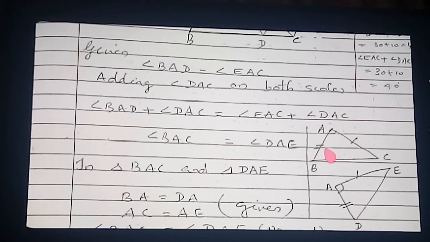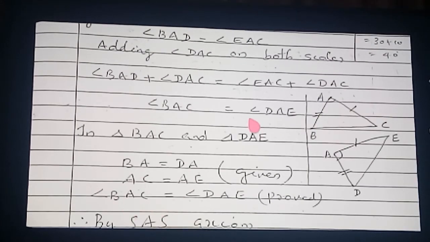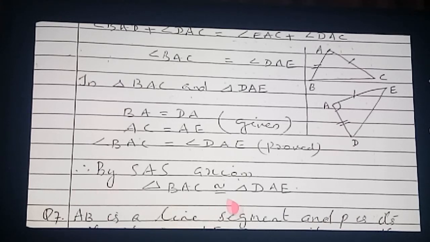Therefore, in triangle BAC and triangle DAE, what about BA and AD? Already equal, given in the question. I have not taken it from anywhere. And AC and AE are also given in the question. You see the question in the textbook? And angle BAC equal to angle DAE, we proved now. Now which is the result? You will apply S, A, S. So by the SAS axiom, what can you say? Triangle BAC and triangle DAE are congruent.